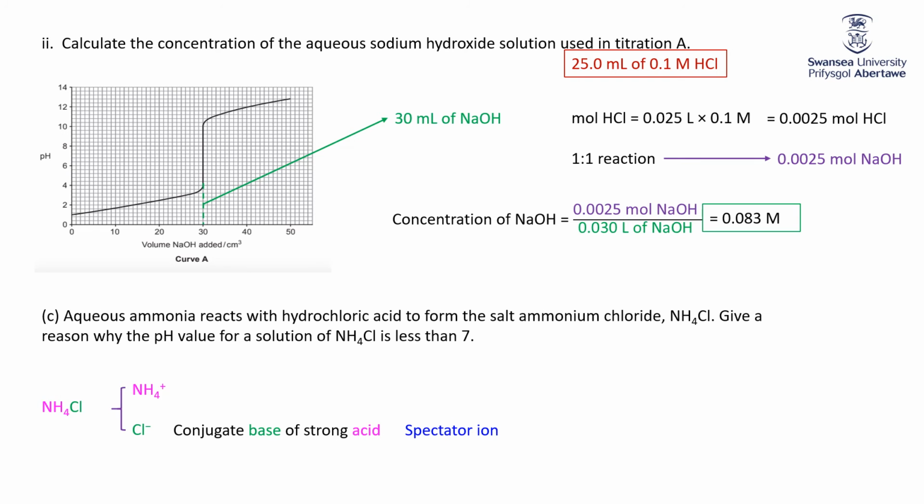Cl- is the conjugate base of a strong acid, so it's a spectator ion. While it's a base, it's so weakly basic, we can ignore it. NH4+, however, is a cation. It will react with water to reversibly give H3O+, thus this is an acid, plus the conjugate base NH3. So we have NH4+ in there. Some of that will give us H3O+, which is of course acidic, less than 7 pH.